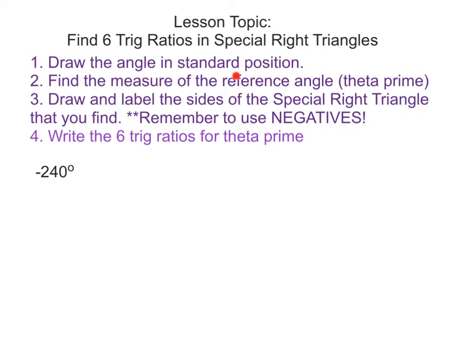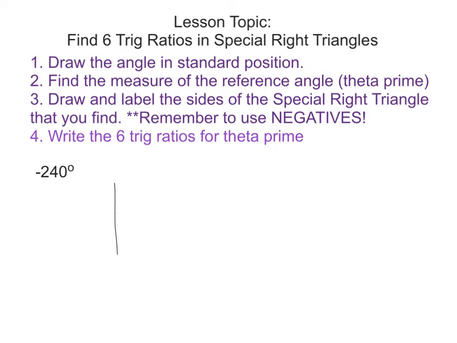So again, we're going to draw our angle in standard position. We're going to find the measure of our reference angle, theta prime. We're going to draw and label the sides of the special right triangle that is created, and always use our negatives when they need to be used. And then we're going to just write the 6 trig ratios for theta prime.